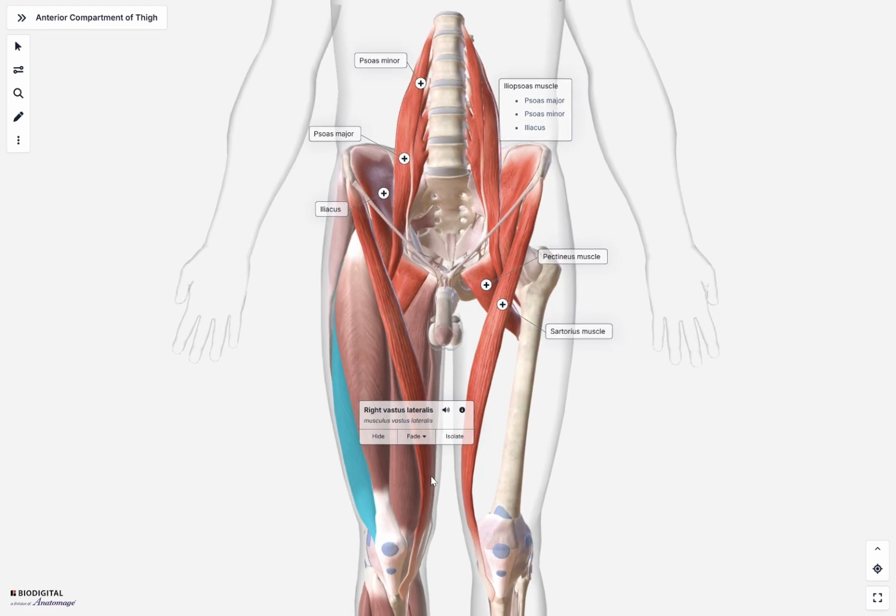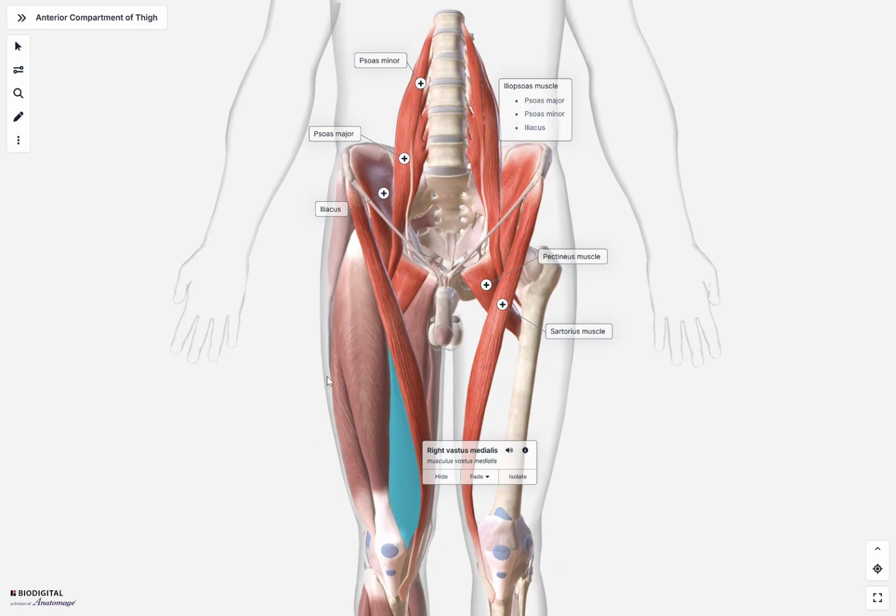Next is the vastus medialis, right here. This muscle is kind of like the teardrop-shaped muscle on the medial side of the thigh near the knee. Its origin is the medial portion of the linea aspera, and its insertion is the tibial tuberosity. It extends the knee because it crosses anterior to the knee joint and crosses one joint, the knee, on the anterior side. The vastus medialis is also innervated by the femoral nerve.